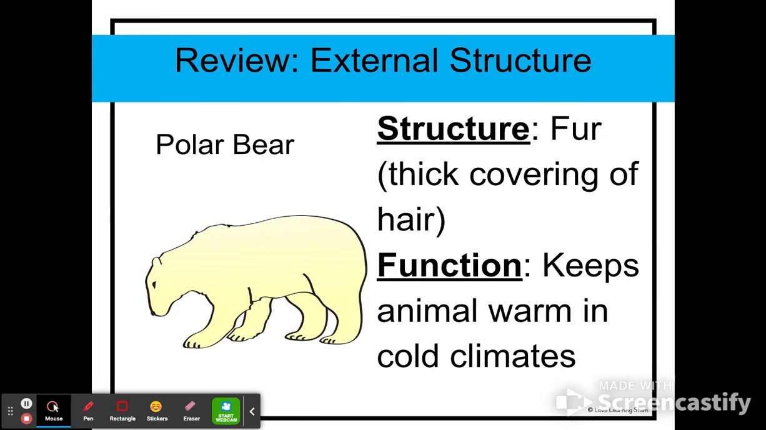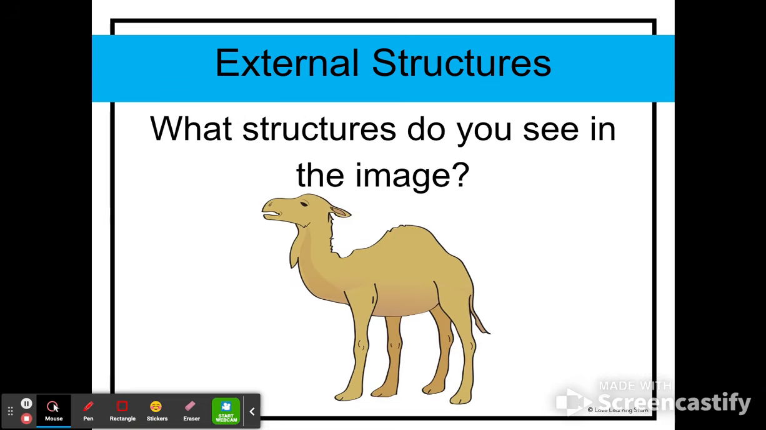And let's look at this polar bear. The one structure that we can see, an external structure, is the fur, the thick covering of hair. So what is the function or purpose of that fur? Well, it keeps animals warm in cold climates, and so that's perfect for the polar bear. What structures do you see in the image? You see the four legs, the humpback, a tail, big ears. Those are the external structures.